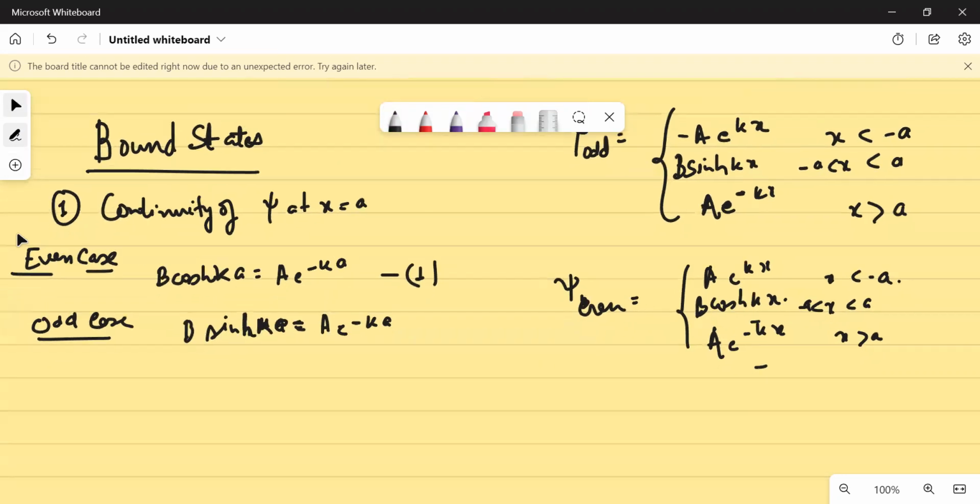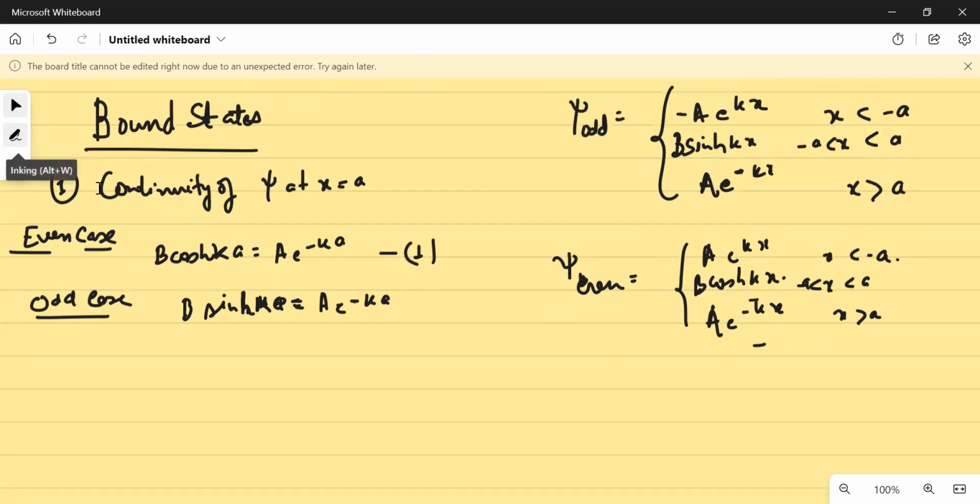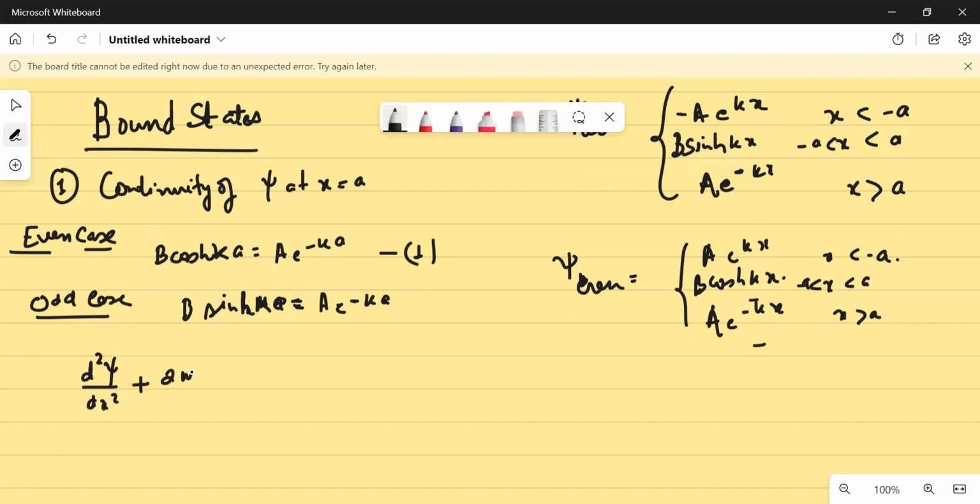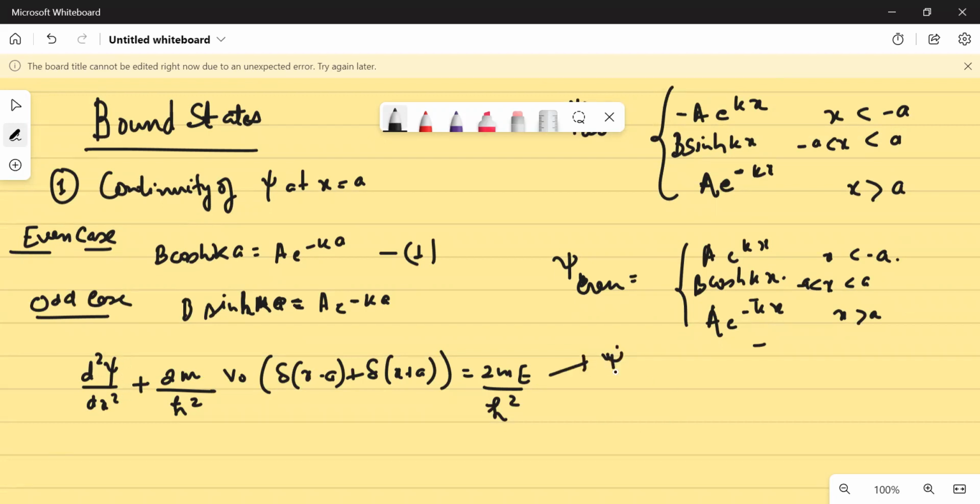Now, after this, you remember what we did in the previous instance that I was showing you. We used to integrate. So basically d²ψ/dx² plus 2m/ħ² times some V₀, and then we had Dirac delta of x minus a plus Dirac delta of x plus a, and then we had 2mE/ħ².